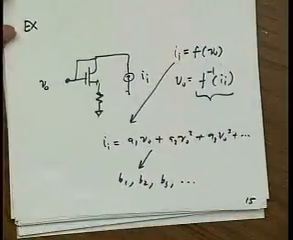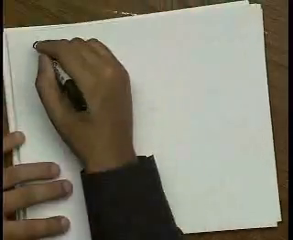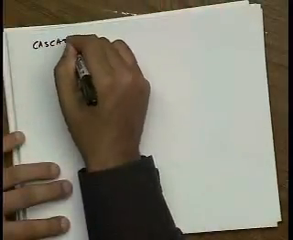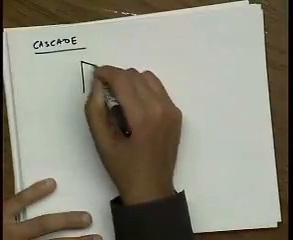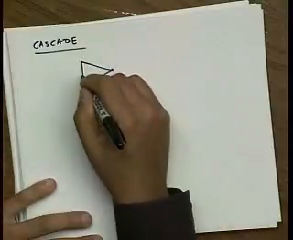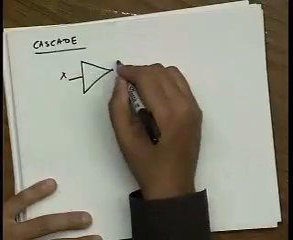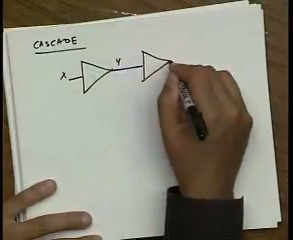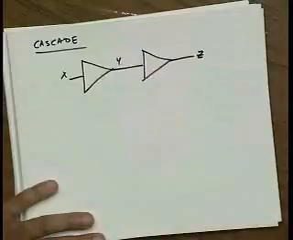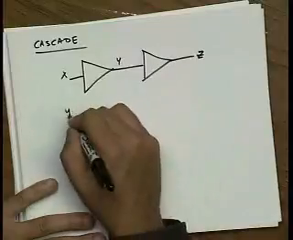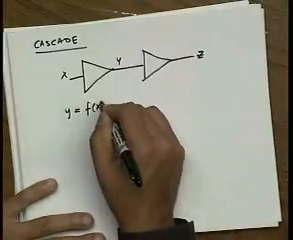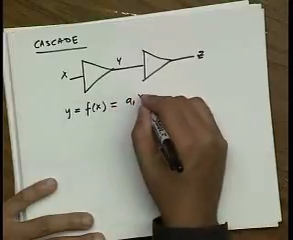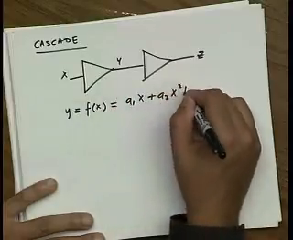Okay. Well, the other important trick is cascading, and this is actually a very practical situation. It's very common that you'll take, let's say, one amplifier and cascade it with another, right? So let's say that y is some nonlinear function of x, which again we Taylor series expand.